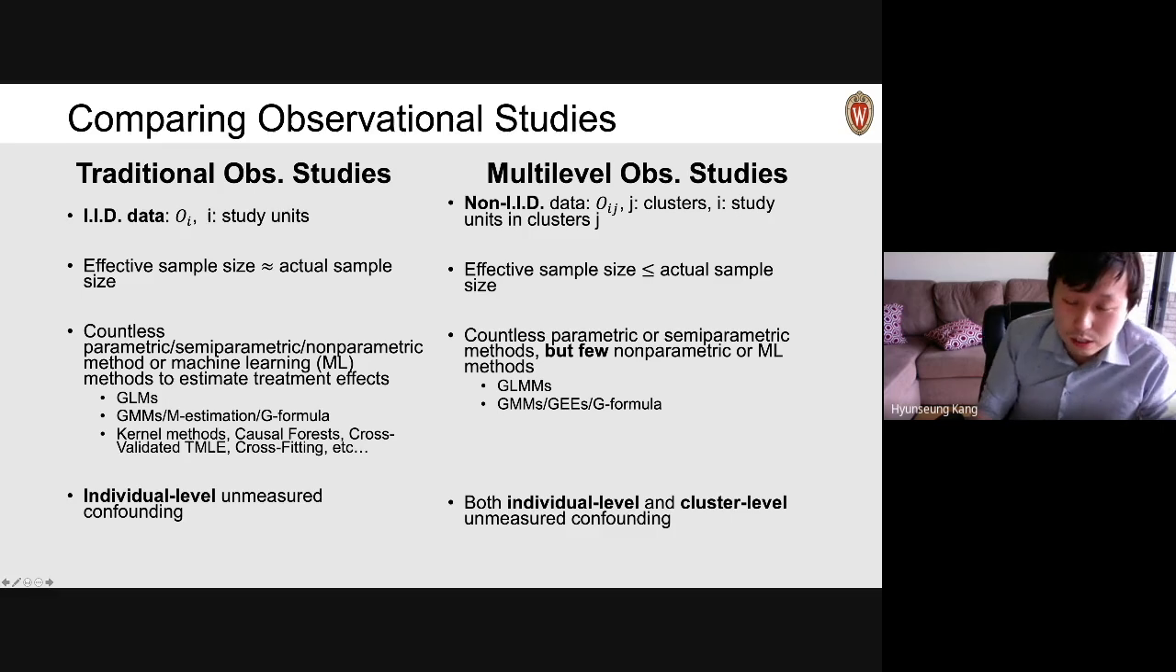And another thing is that if there are unmeasured variables in this data set, usually there are two types. Either you have the original individual level unmeasured variables, as well as some cluster level unmeasured confounders, which I'll talk about what that means in the next 2 slides.